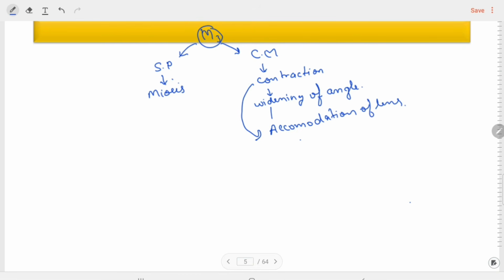So if the ciliary muscles contract or the M3 receptor is activated, it will lead to increased outflow, that is, it is also causing increased outflow of the aqueous humor.